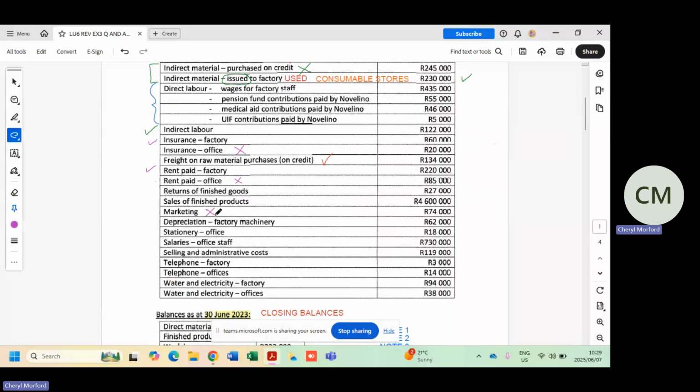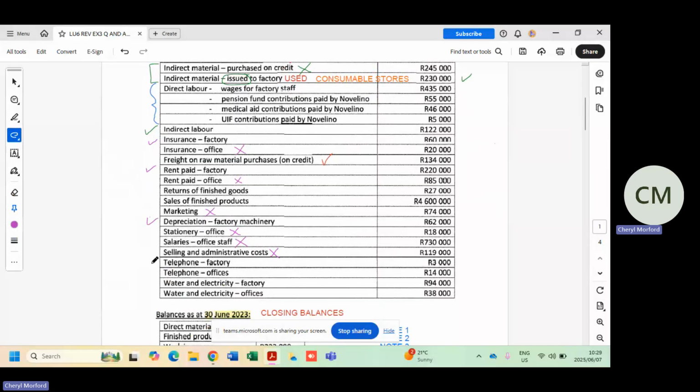Depreciation, because it says factory machinery, yes. Should it say office equipment? No, because that would be a period cost again. Then these next ones here, stationery would be an admin cost, period cost, no. Salaries for office staff, no, once again, period cost, non-manufacturing. That would be profit and loss general ledger. Okay. Then same here, selling and admin costs. Finally got the word out. No.